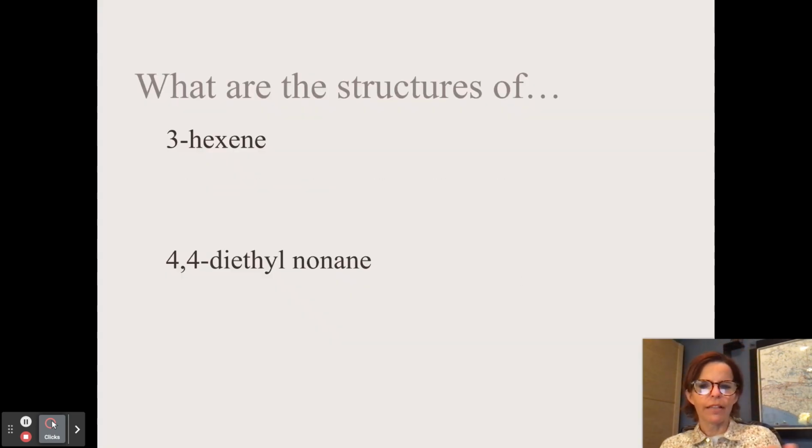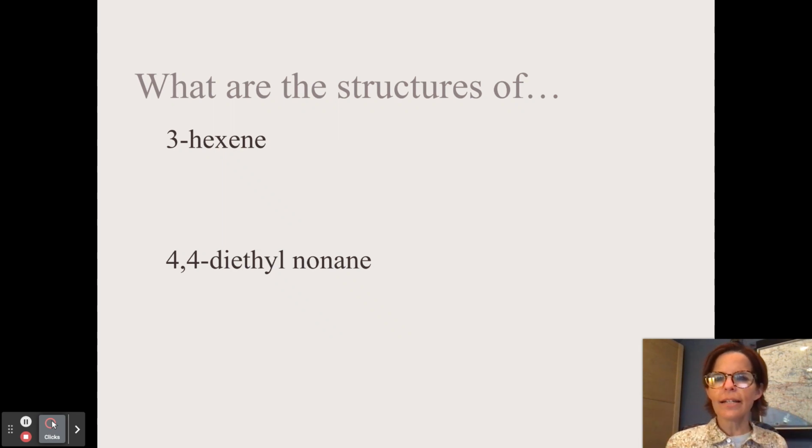Okay. Oops, I didn't mean for that to pop up. You got a sneak peek. What are the structures of 3-hexene? All right, that one's pretty straightforward. There's no special prefix in the middle or anything, and it's got the number 3. Hex, look at your prefixes. What was hex again? Hex is 6, so we're going to need to draw out 6 carbons. And then off of carbon 3, the ending is ene. Look at your suffixes. So that means it's a double bond.